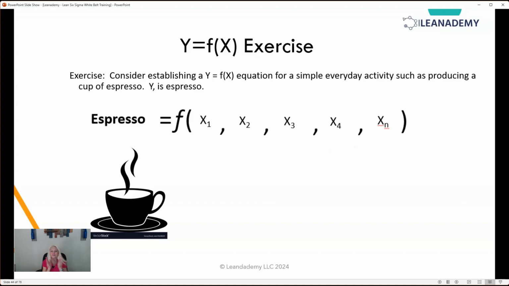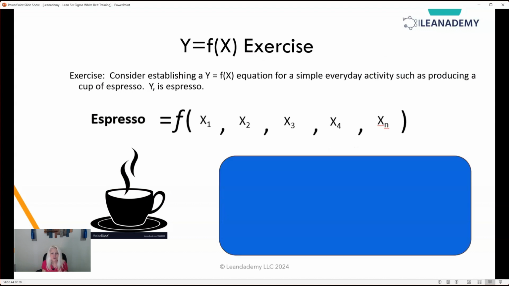So let's talk about this for a second. This is a little exercise that I just want everyone to think about. Consider establishing a Y = f(X) equation for a simple everyday activity such as producing a good cup of espresso. So the Y is our espresso. So if we start to think about it, what are the X's here, right? What are the inputs needed to develop a great cup of coffee? When we think about the Y, right, we are looking at espresso. So what makes a great cup of espresso?